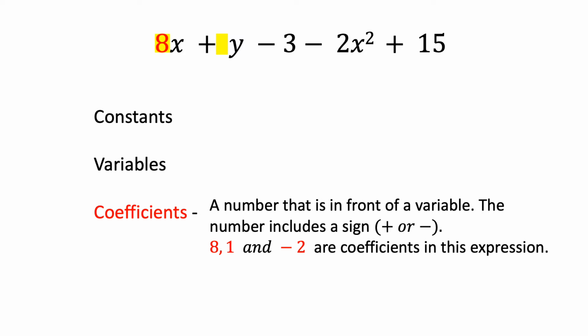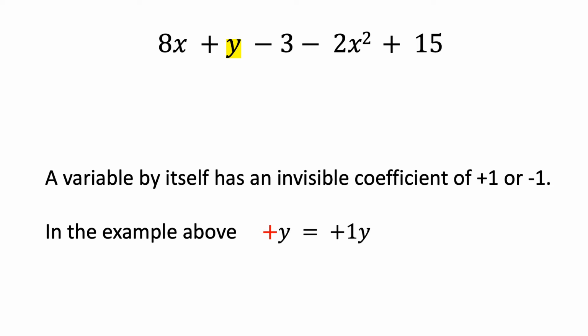If you look at the variable y, because y stands alone, we know the coefficient is 1. It's an invisible coefficient, but there is one y, so if we did put a number in front of y, it would be a 1. A variable by itself has an invisible coefficient of positive 1 or negative 1. In the example above, positive y equals positive 1y. Negative x would equal negative 1x.